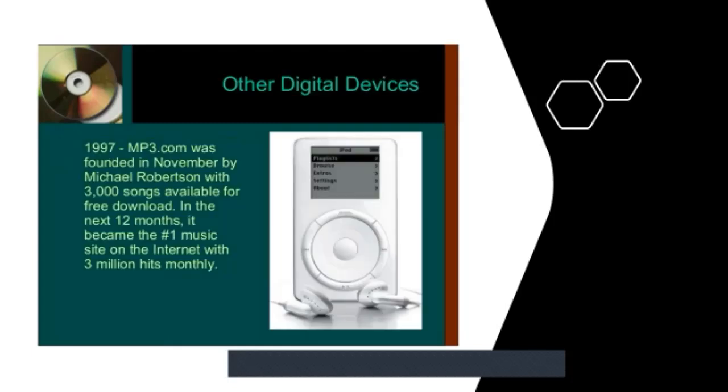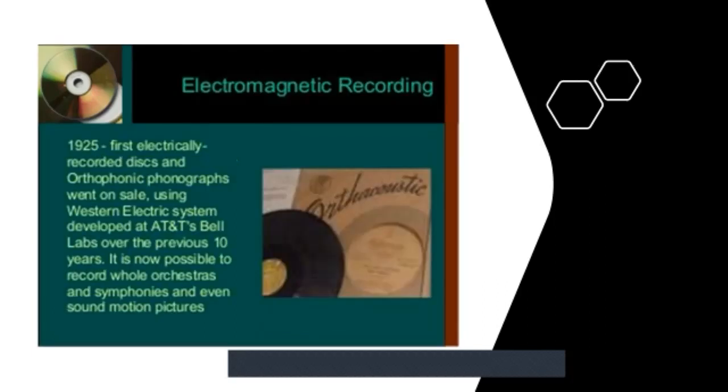There were other digital devices that came into the marketplace. In 1997, we got MP3 technology introduced, where you could put a whole bunch of songs, close to 3,000 songs, for free download through mp3.com. In the next 12 months after that, mp3.com became the number one music site on the internet. It had 3 million hits monthly, which by today's numbers seems minuscule, but in those days, that was a huge number.